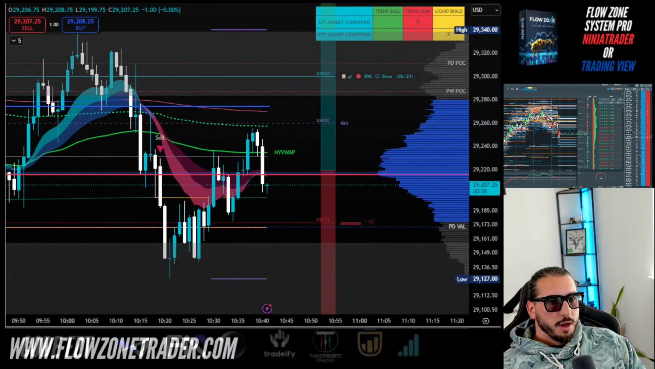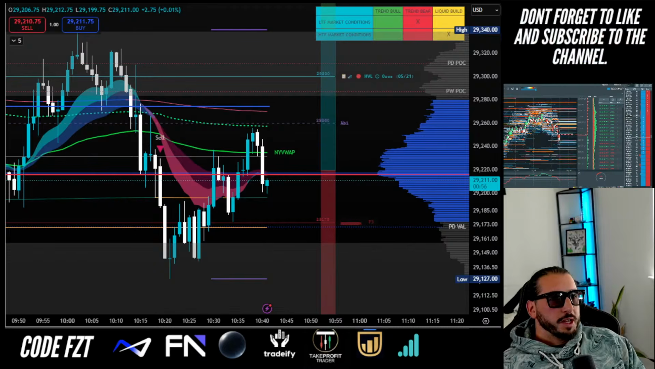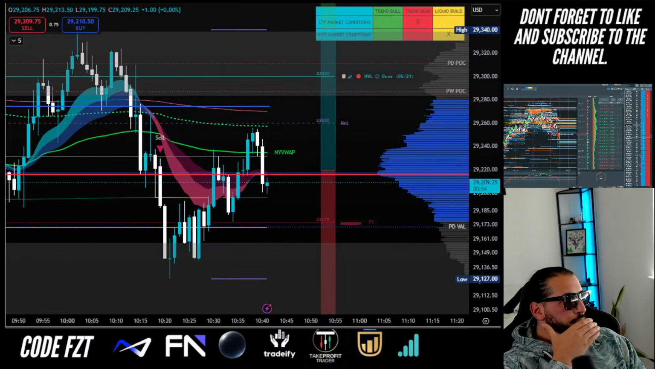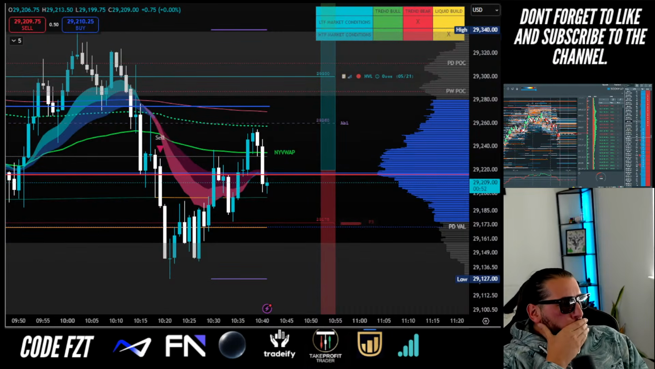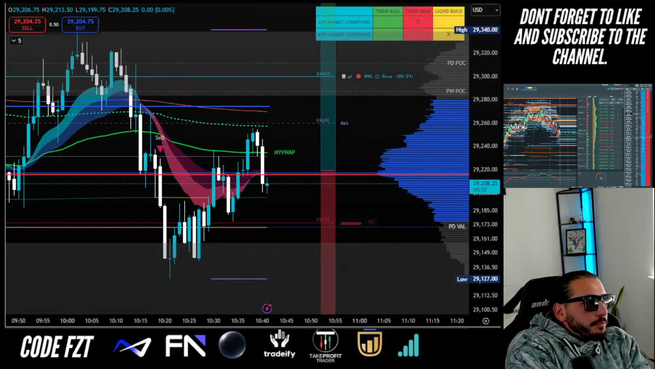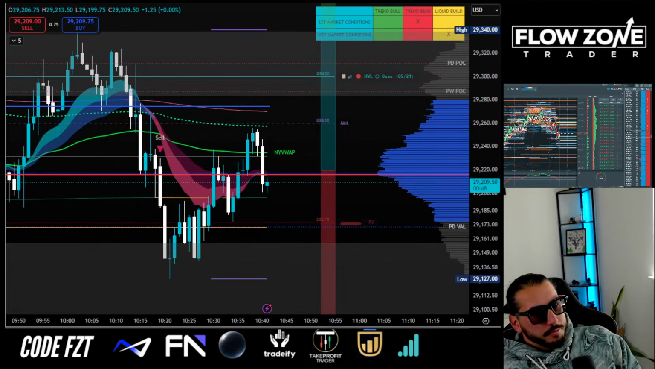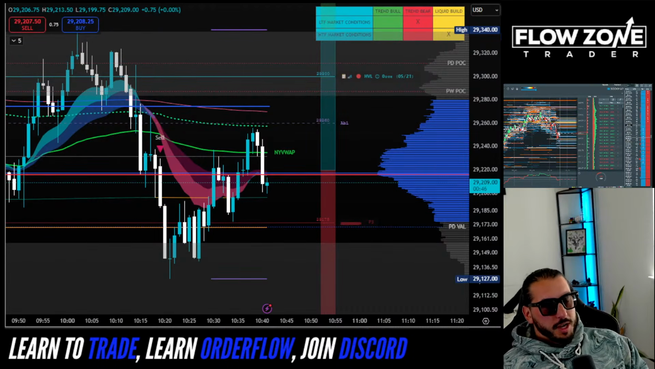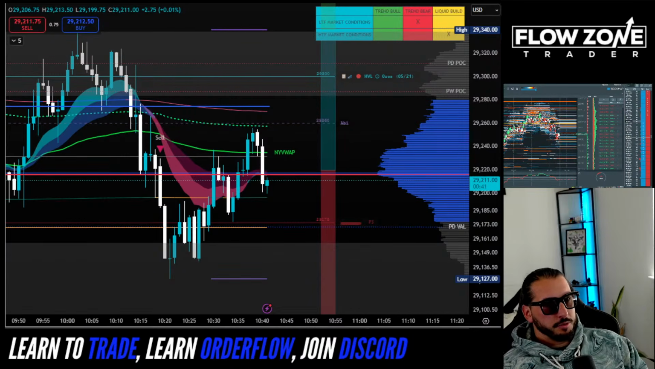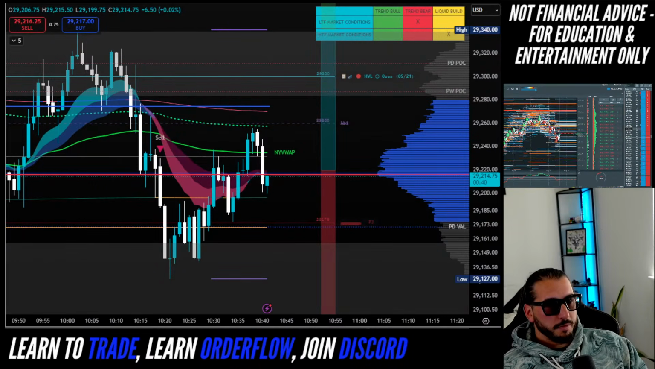Back to value area low. So ping-ponging, very tight here between value area low and point of control. I've got a feeling of what's going to happen. It's a gut feeling, not based on price action or anything. This is my gut feeling of what's going to happen.